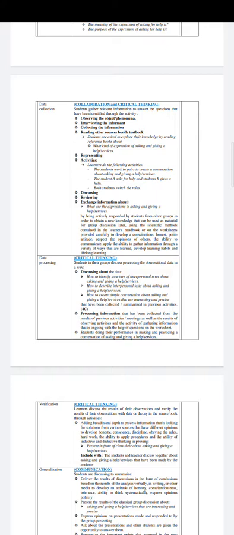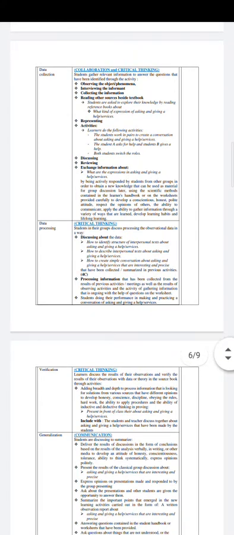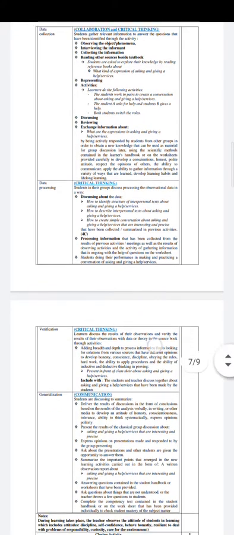Learners do the following activities: the students work in pairs to create a conversation about asking and giving help or services. Student A asks for help and student B gives help. And after that, both of the students will switch the roles and they will discuss and also review, and they will exchange information about what the expressions are in asking and giving help or services.